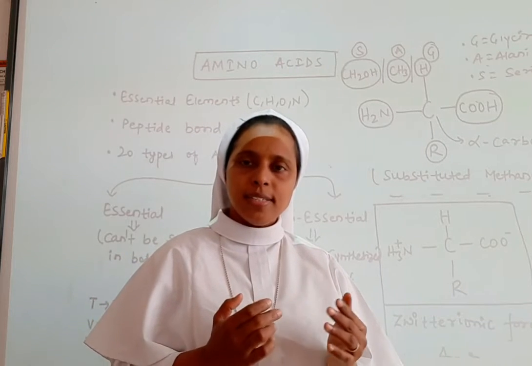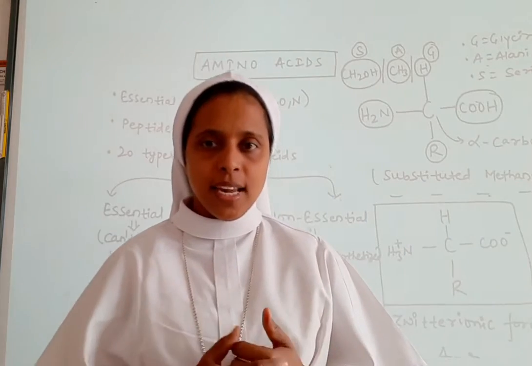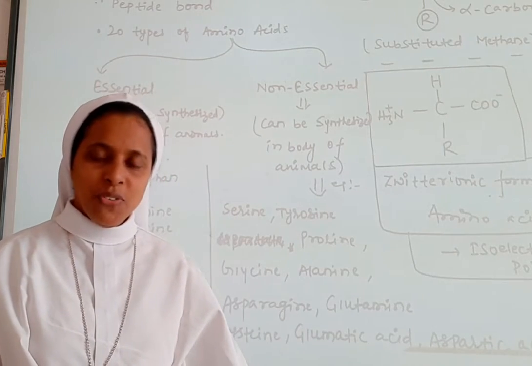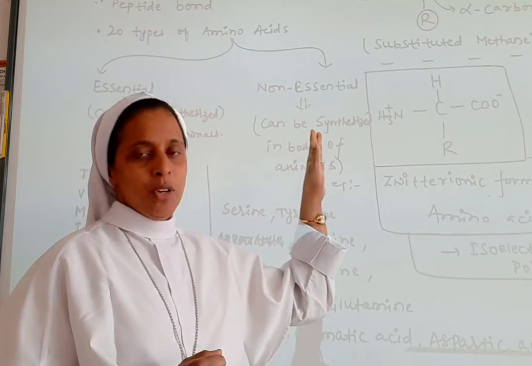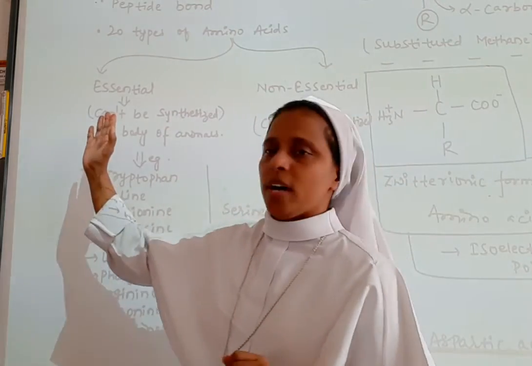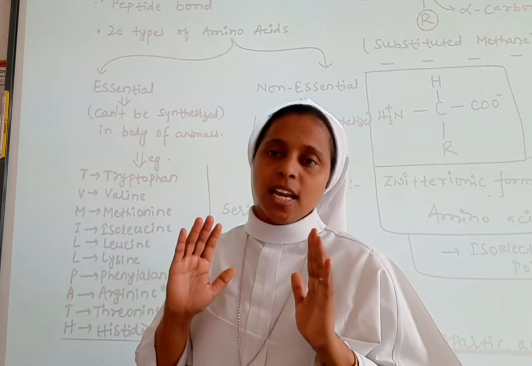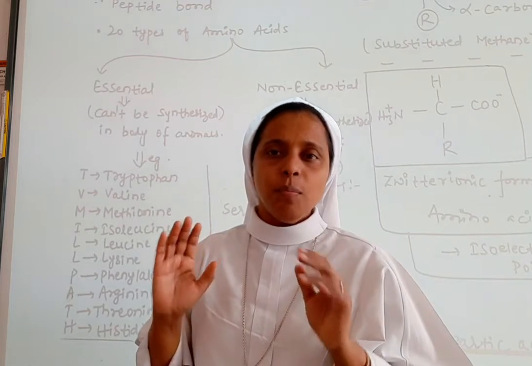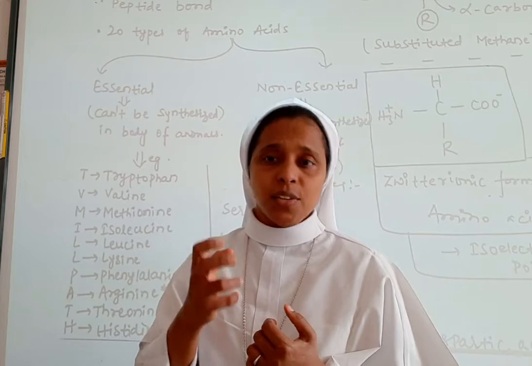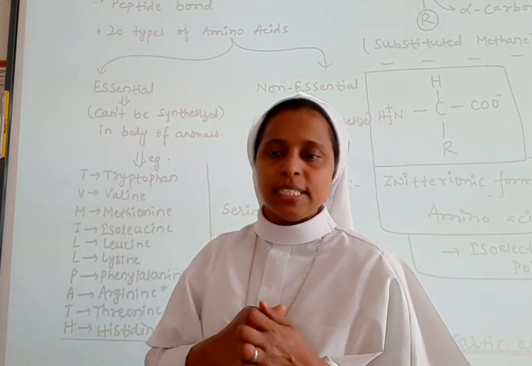So amino acids, there are essential amino acids also, non-essential amino acids also. So let's learn about that. As I have told you, there are 20 types of amino acids. Essential amino acids are those amino acids that cannot be synthesized in the body of animals. Then from where will we obtain them? We have to take them from the dietary protein. For the essential amino acids, we have to consume them from the dietary proteins.